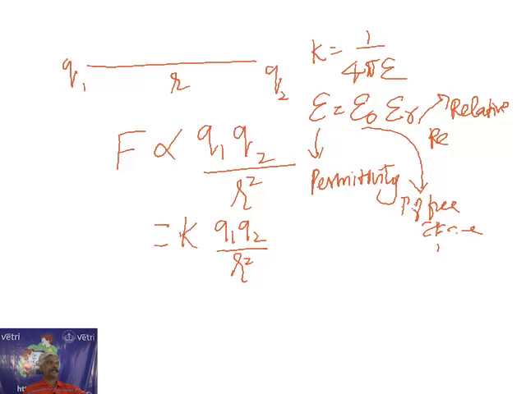The value of epsilon naught is 8.85 into 10 to the power minus 12. I have given it along with the unit; you have to remember. Relative permittivity for air medium is always equal to 1, and for other media it is more than 1. For iron, it may even be equal to 1 lakh. Imagine, the relative permittivity of iron is more than a lakh.